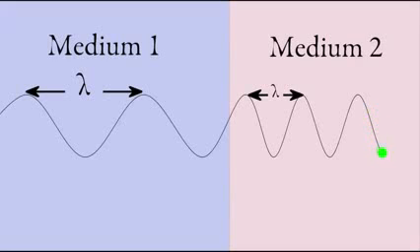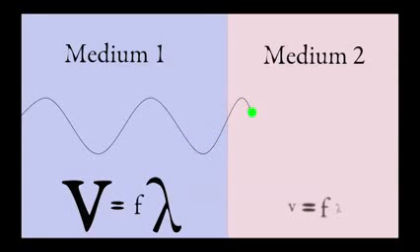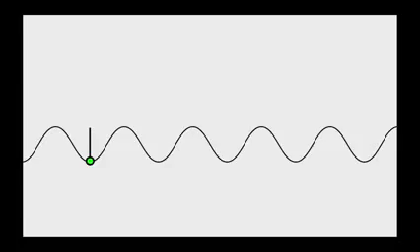Now we can look at all of these factors at once in the following animation. Here we see that the velocity is large, the frequency is medium, and the wavelength is large. As it enters the new medium, the frequency remains the same, but it's the velocity and the wavelength that decrease. A change in medium only affects the speed and wavelength. It does not affect the frequency.